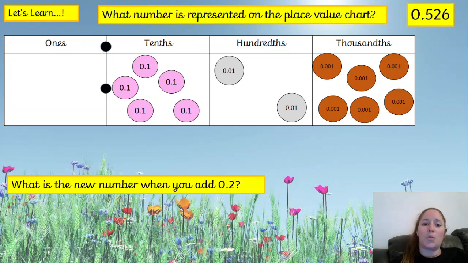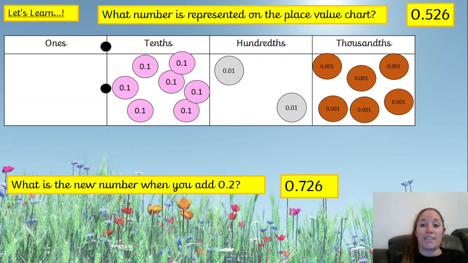What's the new number when you add 0.2? Okay, well we know 0.2 are 2 tenths. Okay, so let's add 2 tenths. What's our new number? It's 0.726. Because it was 0.526, we've added 2 tenths, so it's 0.726.